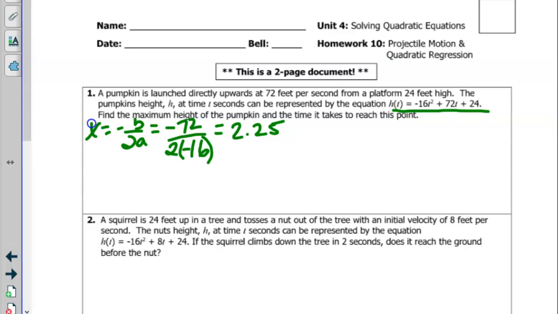All right, then how do I find the maximum height? Now that I found the time, how do I find the height? Look at it, very good. That's our t value. We have now h of 2.25 equals negative 16 times 2.25 squared plus 72 times 2.25, and then we add 24 to the end. So all you're doing is typing that in the calculator. What do you get for your maximum height?